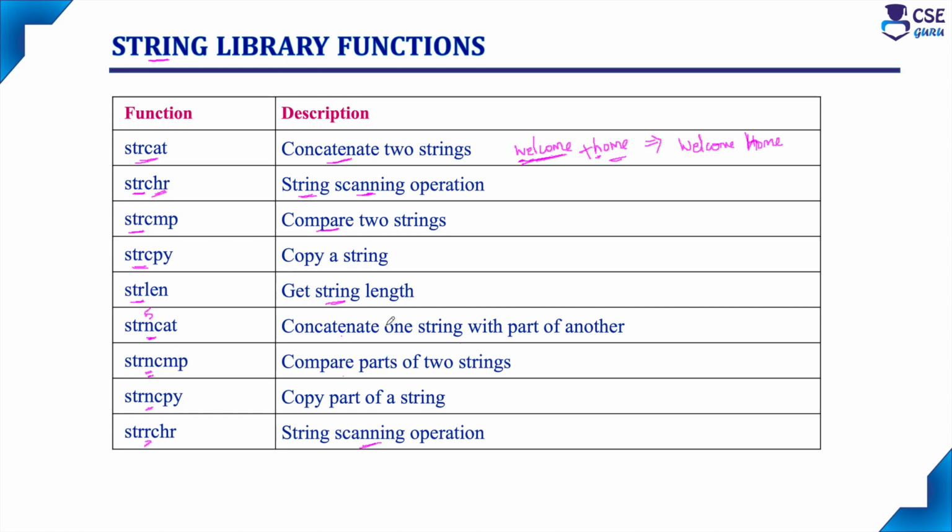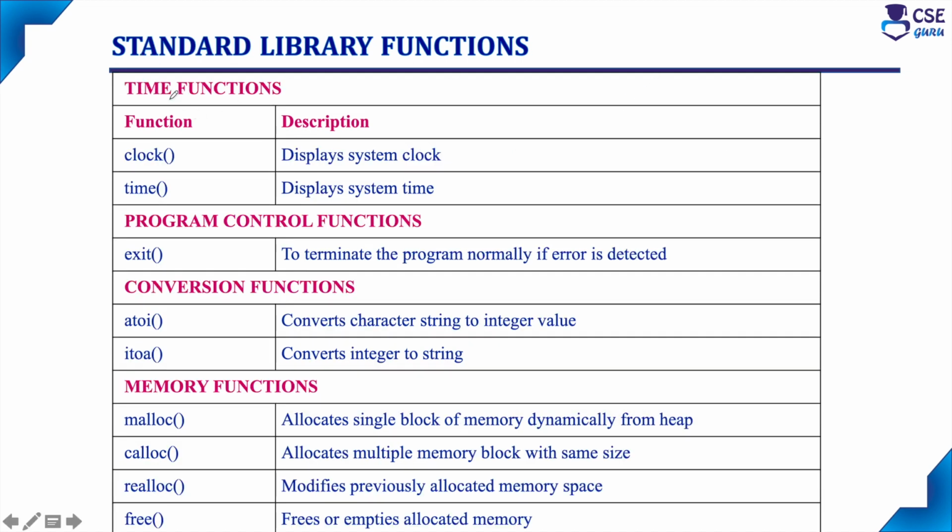So these are all the string library functions, and we will discuss these functions in detail with examples after completing the concept of arrays. Okay. Next, the time functions, clock and time. Clock will display the system clock. And time will display the system time, that is, with hours and seconds.